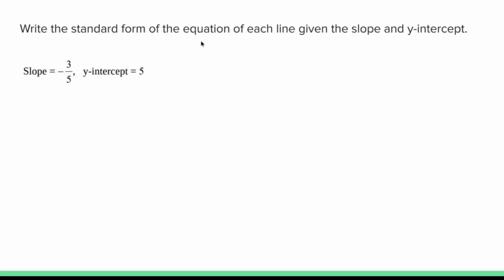Write the standard form of the equation of this line, given the slope and y-intercept. Well, my slope is -3/5, my y-intercept is 5. So let's write this out in slope-intercept form, which is y equals mx plus b. If my slope is -3/5 and my y-intercept is 5, we have y equals -3/5 x plus 5.